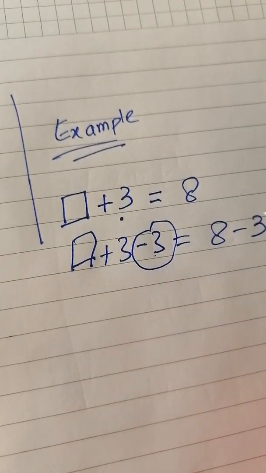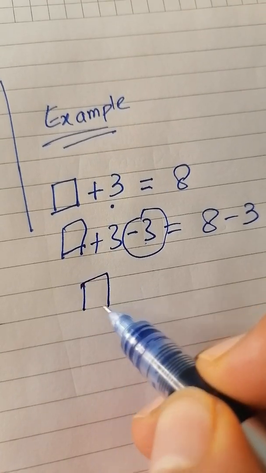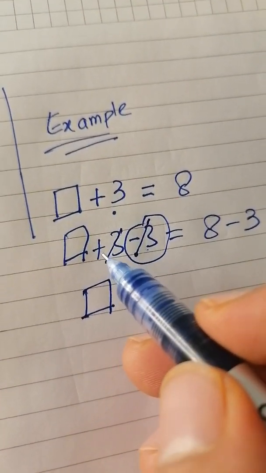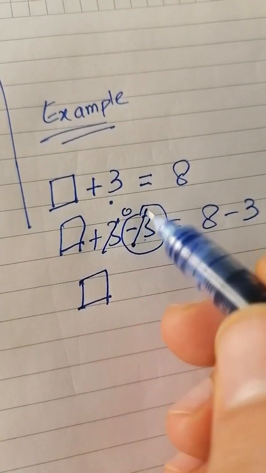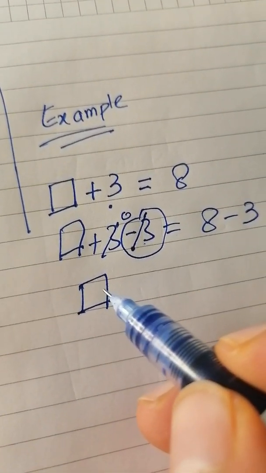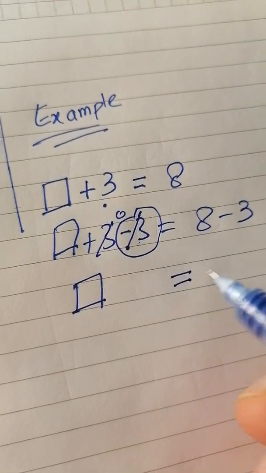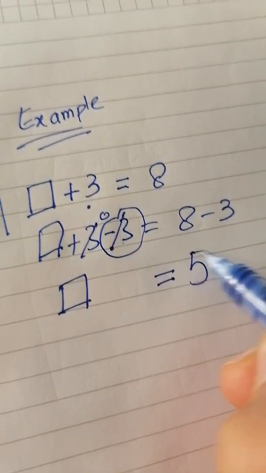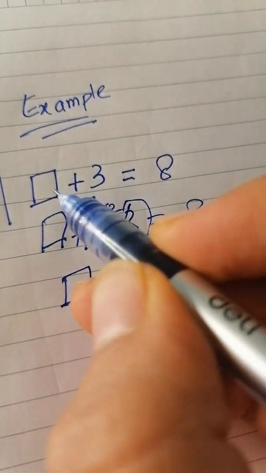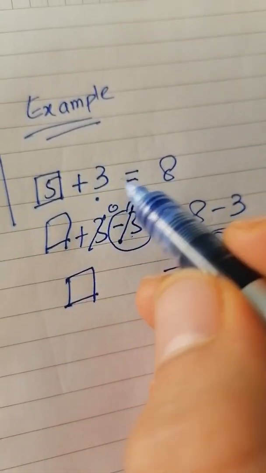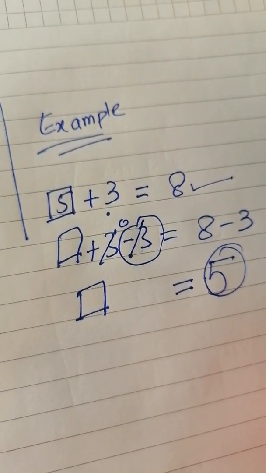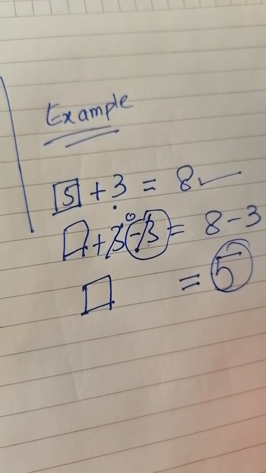Now 3 minus 3 is 0, so we just have the square here, right? This 3 and this 3 are gone. Why? Because plus 3 and minus 3 makes 0, so it's gone. Just the square is remaining on the left side. And here what we have, 8 minus 3 is 5. This means we should put the 5 here to get 8. Now check it. 5 plus 3 is 8, which is right. Let me give you another example.